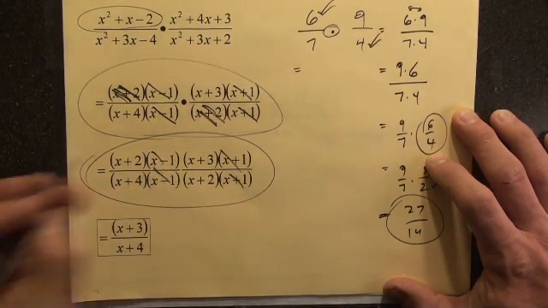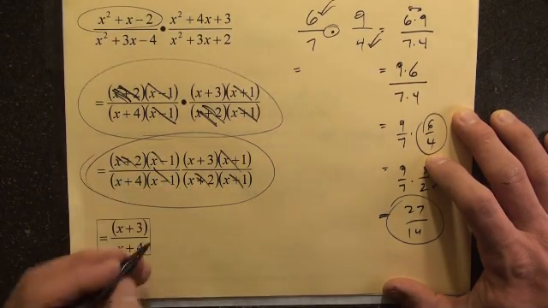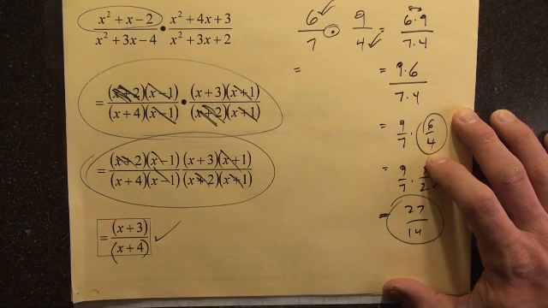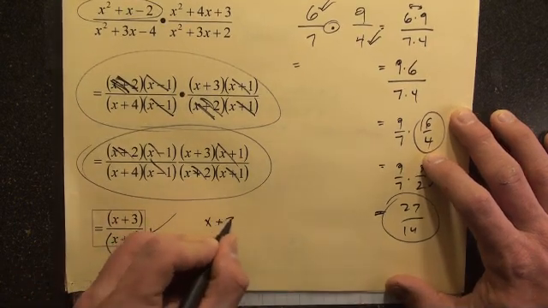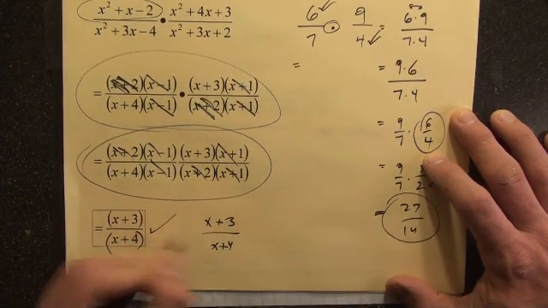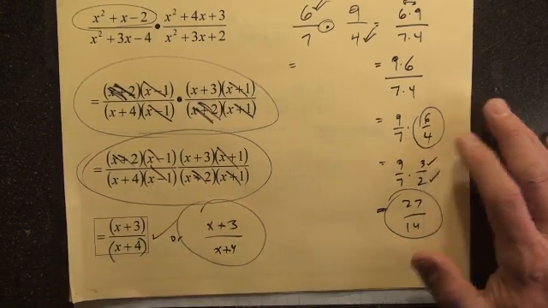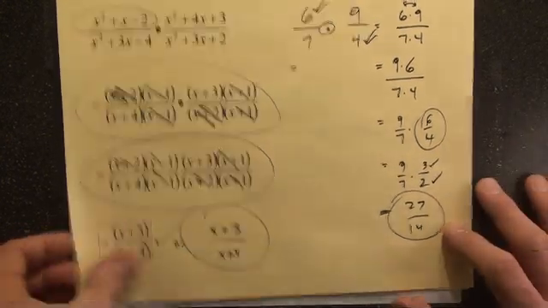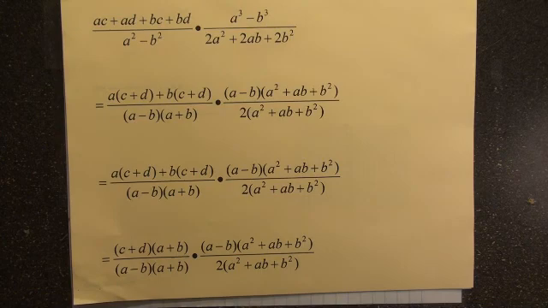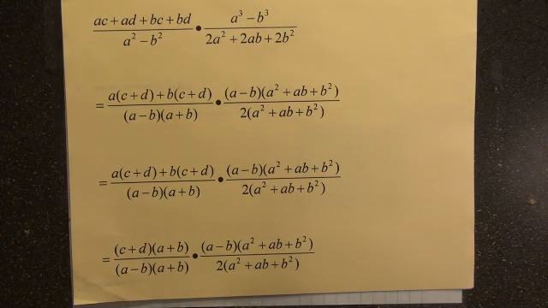Cancel that, cancel this, cancel that. You're left with x plus 3 over x plus 4. Or we actually could have left this without the parentheses. Either way is fine. Next one, last one. Another multiplication problem. Now again, this one's a little bit longer.